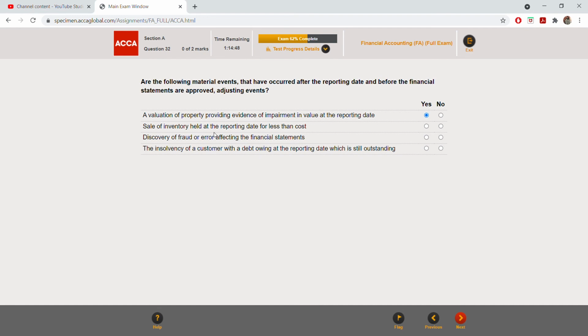Sale of inventory held at the reporting date for less than cost. Yes, because it is at the reporting date. Discovery of fraud or error affecting the financial statements. If it affects the financial statements, yes. Insolvency of a customer with a debt owing at the reporting date that is still outstanding. It was outstanding at the reporting date, which means it is an adjusting event.